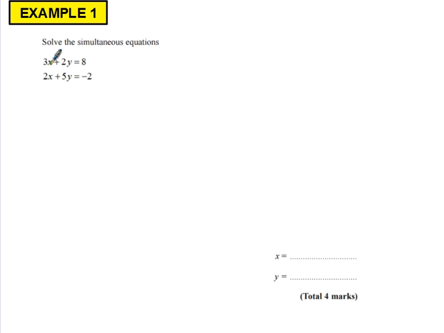So what I now need to do is consider what 3 and 2 go into. We're looking for the lowest common multiple of 2 and 3, which is 6. So to get 6 x's I need to double this equation and triple this equation. Let's call this equation 1 and this equation 2. I'm going to multiply equation 1 by 2, so I can get 6 x's. If I times every term in this equation by 2, I get 6x plus 4y equals 16.